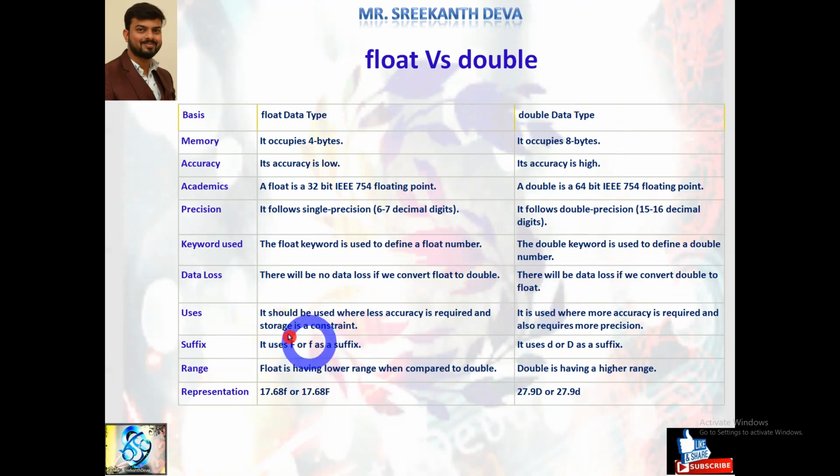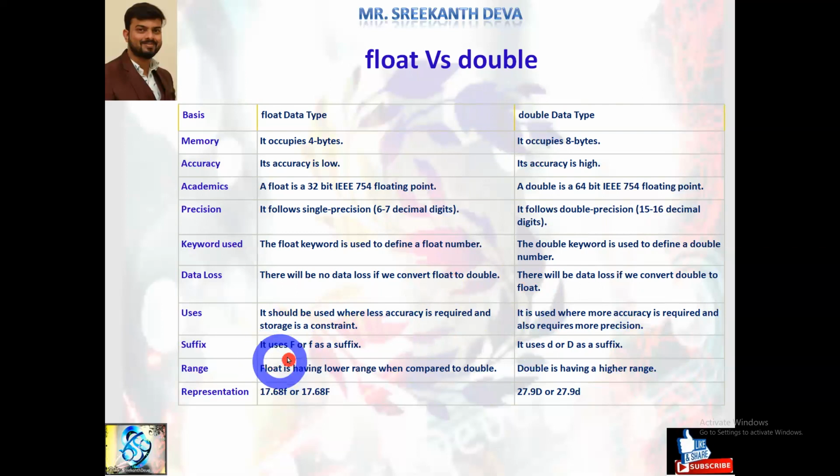What is the use of float? It should be used where less accuracy is required and storage is a constraint. There only we use the float type. But double is used where more accuracy is required and also more precision comparatively to the float data type.